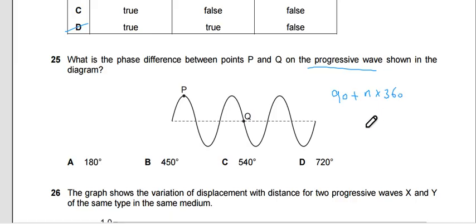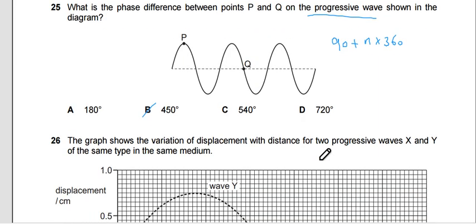And if you look at the numbers here, 180 is certainly refused. 450, if we subtract 360 from it, we find it to be 90. So this is the answer. Okay, you can try the other two and you will find that they cannot be the correct answer.